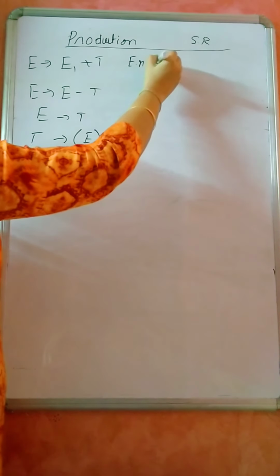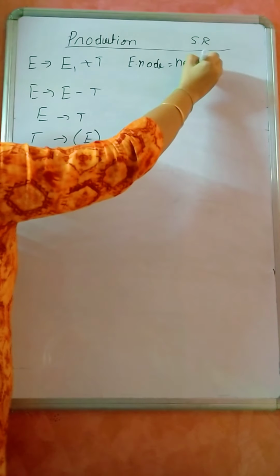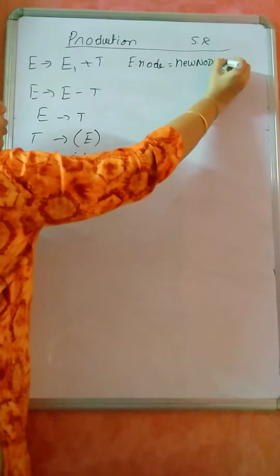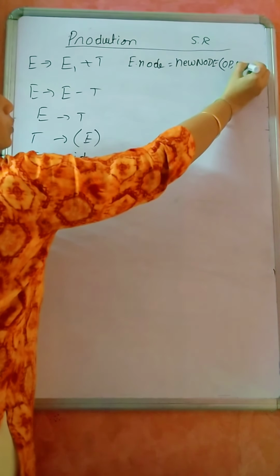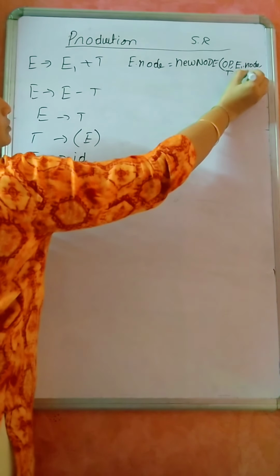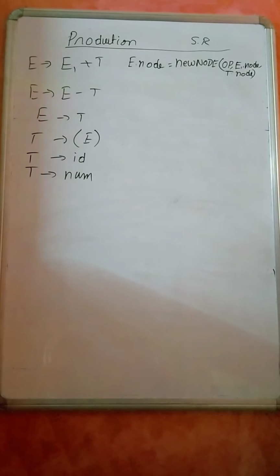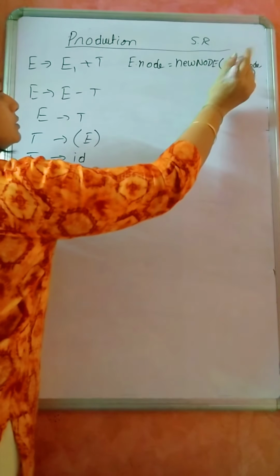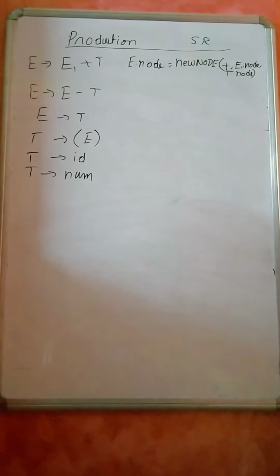Now I'll write the semantic rules which are used for construction of a syntax tree. Whenever I am applying these particular productions, the corresponding action or rule has to be applied in order to construct the syntax tree. So here E dot node is equal to new node. So I am constructing the new node. How many fields? One is the OP field, the other one is E1 dot node, and the other one is T dot node. As I told you, one OP field and n number of node fields depending on how many children it has. So 2 child nodes are there, and what is your OP field here? The OP field is nothing but the plus. It represents the label given for the node, so it is plus.